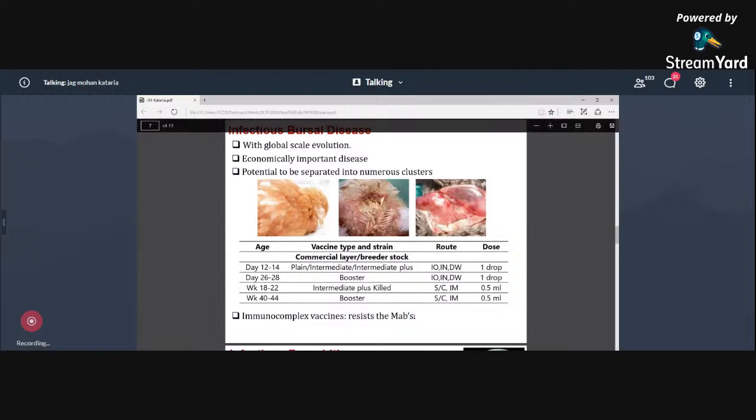Now, if we look at the vaccine, whatever we have in the country is a classical strain of vaccine, or intermediate, and intermediate plus also. You are seeing in the table: plain, intermediate plus. So we give so many vaccinations. In the breeder flock, 4 vaccinations. In the commercial flock, we give it at 12 days, then at 28 days. A broiler has gone to the table by then, it's over. But for others, we have to repeat the vaccination.